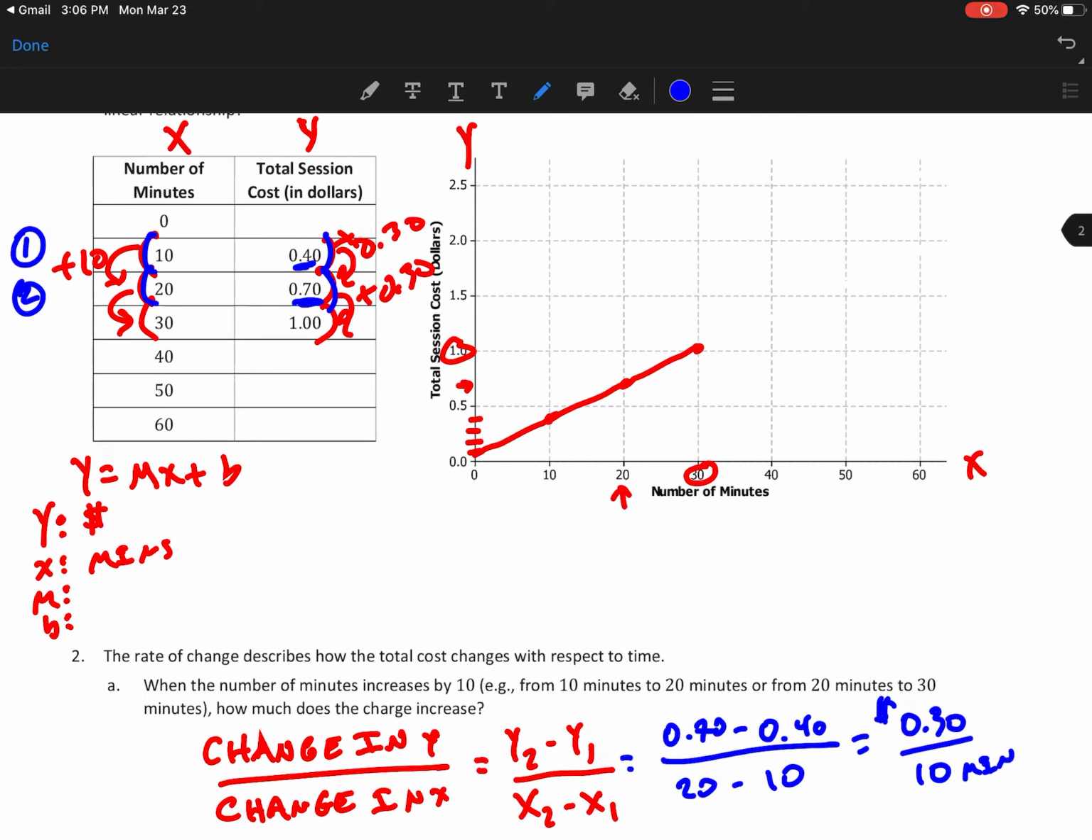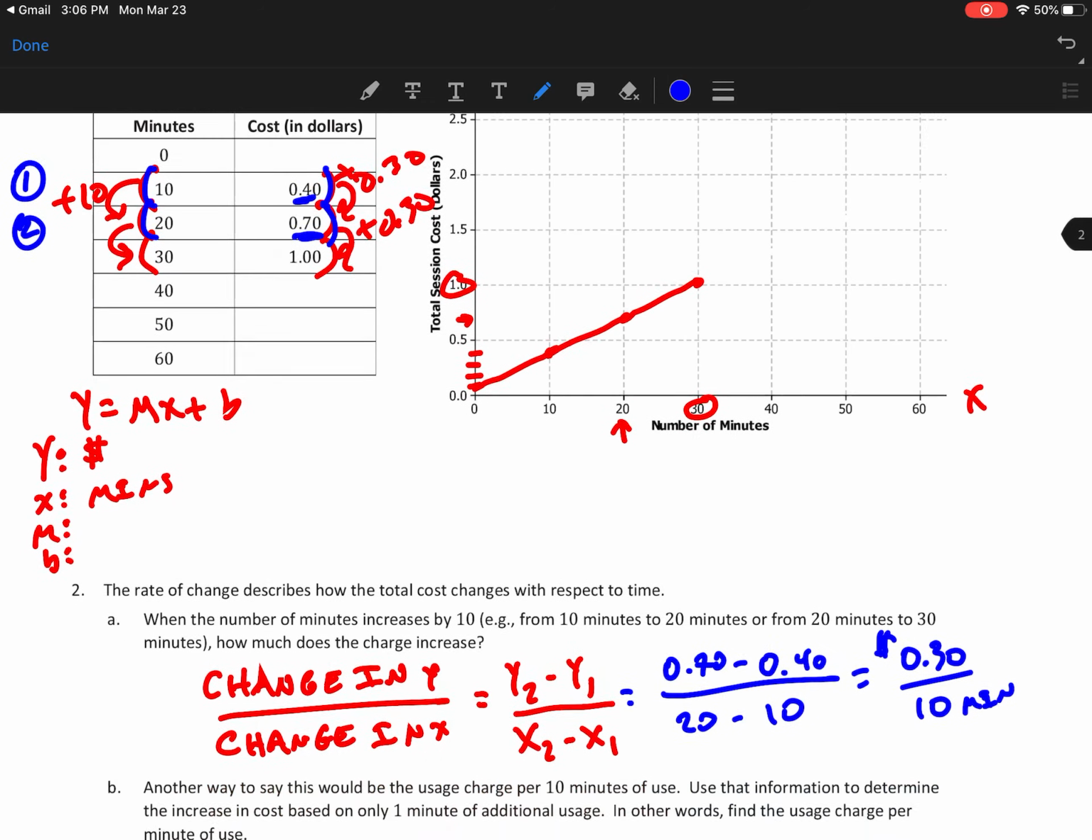So that when minutes is increased by 10, it comes with a corresponding increase of cents by 30. Okay?